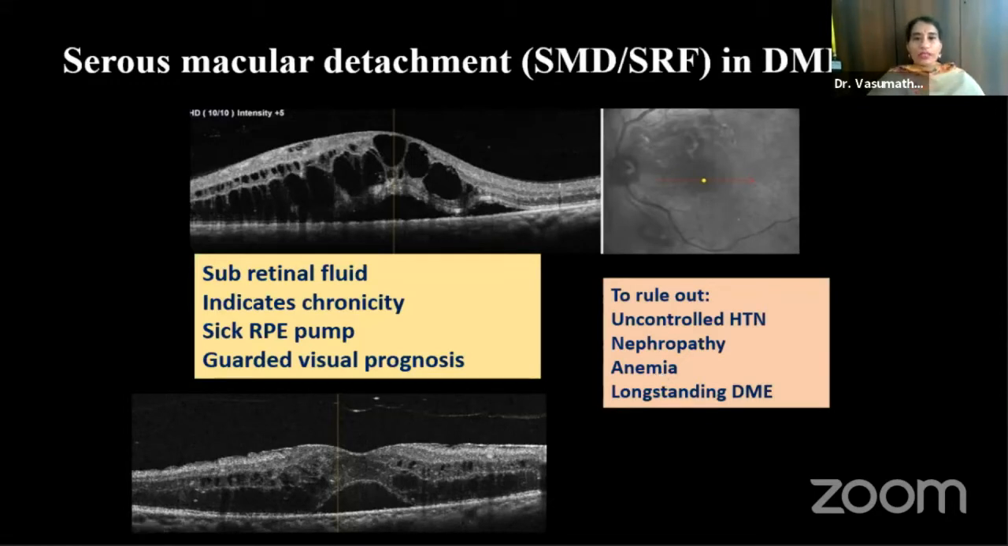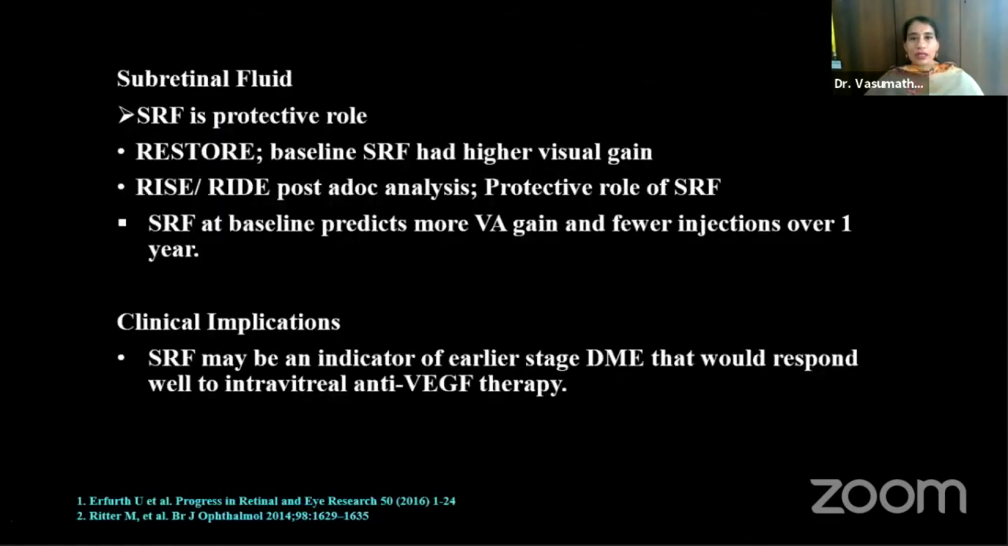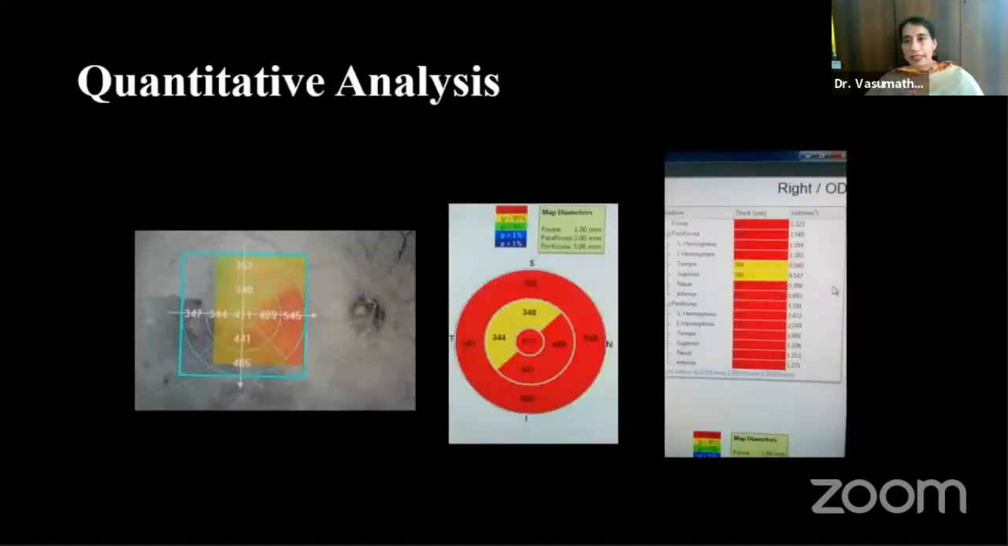So by looking at the OCT itself, you can prognosticate what else the patient can have. And subretinal fluid, however, is suggested to have a protective role based on the RESTORE, RISE and RIDE studies, and it predicts a better visual acuity gain and fewer injections over a period of time. It also probably indicates that patients with SRF and diabetic macular edema may respond better to anti-VEGF injections.